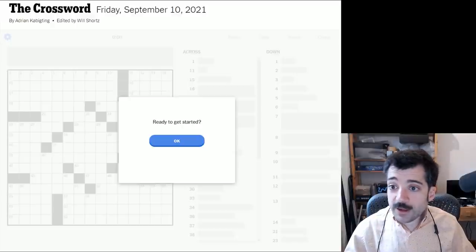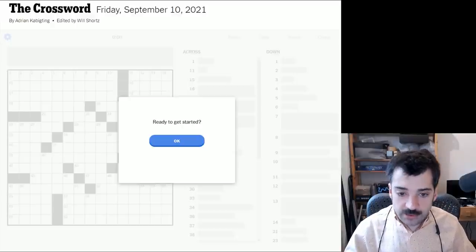So we've got a Friday puzzle. Shouldn't waste any more time. Might be a tricky one. Let's get on with it. This is a crossword by Adrian Cabington, edited, as always, by Will Shorts. And I'm going to go ahead and get started.